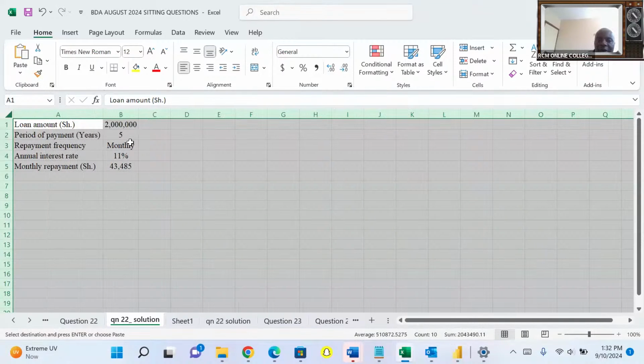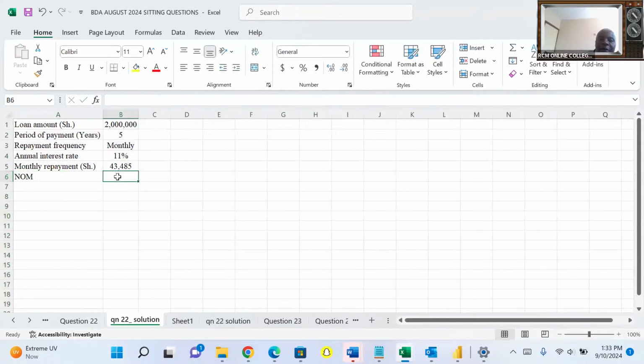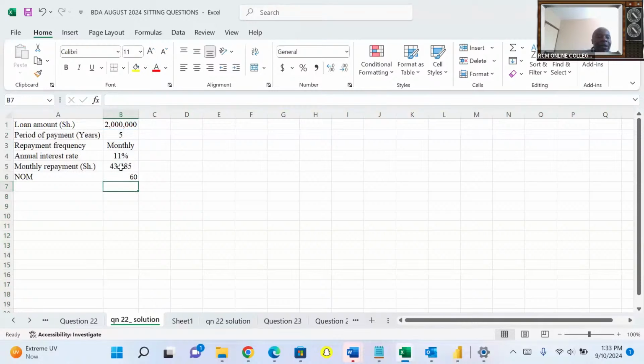Now there you are. So remember, I'm paying this loan on a monthly basis. I have a period of 5 years. So the first thing I need to do is to give them the number of months. How do we get number of months? It's very easy. You say equals, these 5 years. We know that each year has got 12 months. Each year has how many months? Each year has 12 months. So in total then, my number of months will be 60.